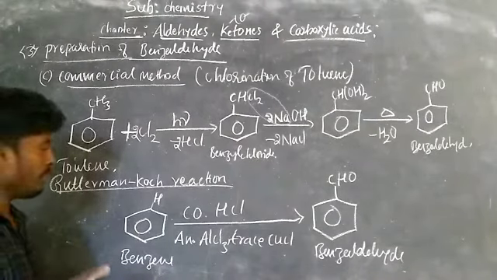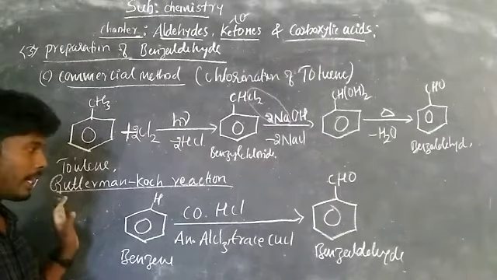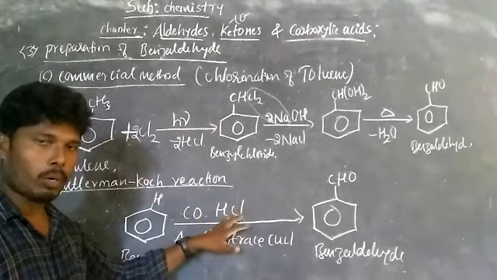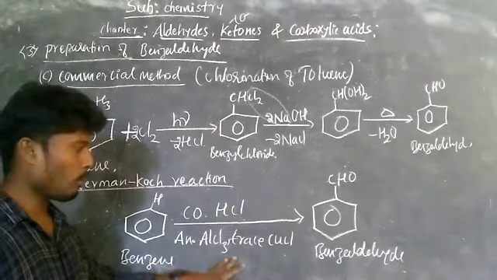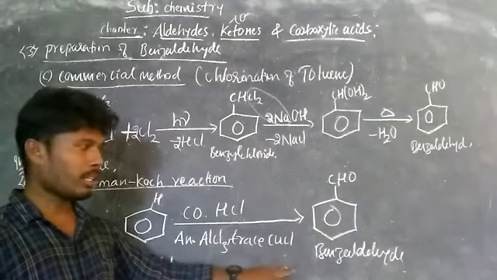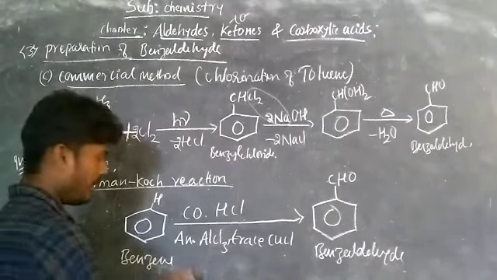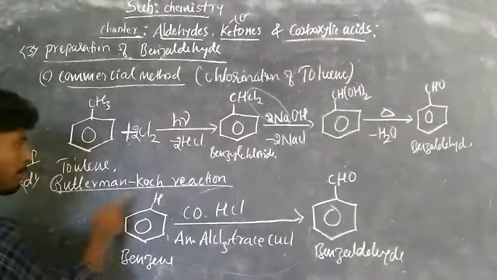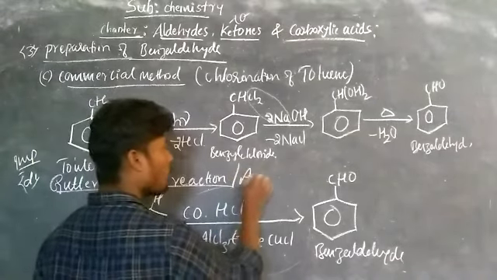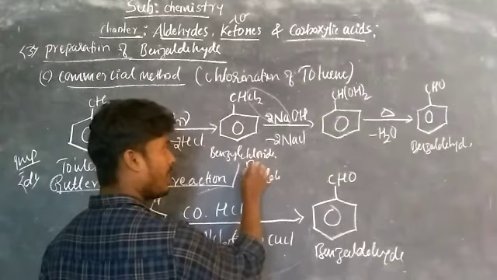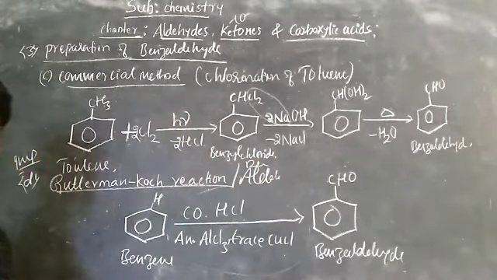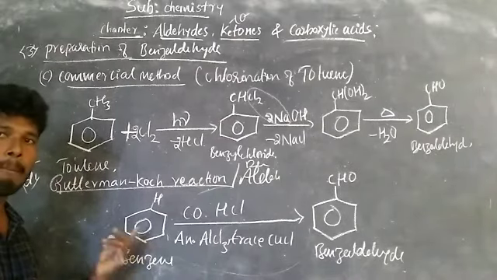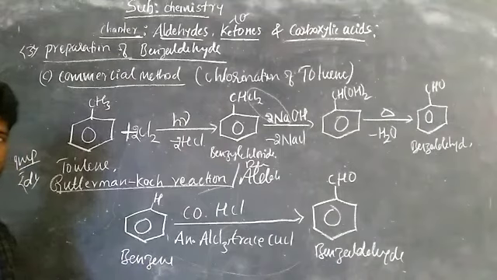Remember, it is very important for 2 marks: in the Gattermann-Koch reaction, benzene reacts with carbon monoxide and hydrogen chloride along with anhydrous aluminium chloride and a trace amount of cuprous chloride to give benzaldehyde. This is also called the Gattermann-Koch aldehyde synthesis, particularly the Gattermann-Koch benzaldehyde synthesis. This is one of the best and most famous methods to prepare benzaldehyde.